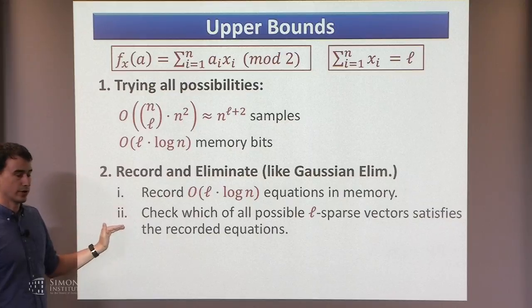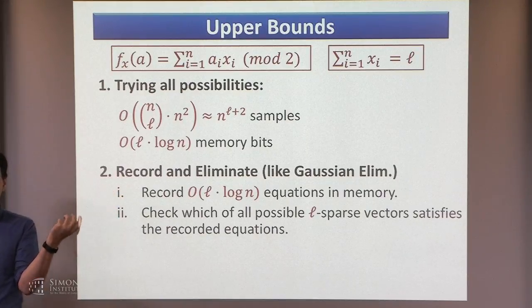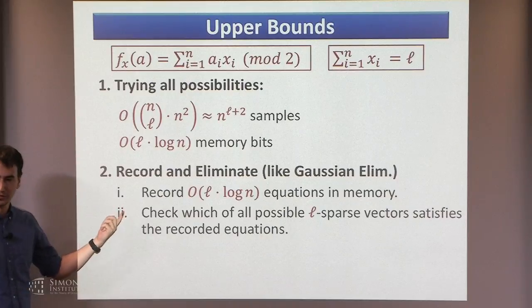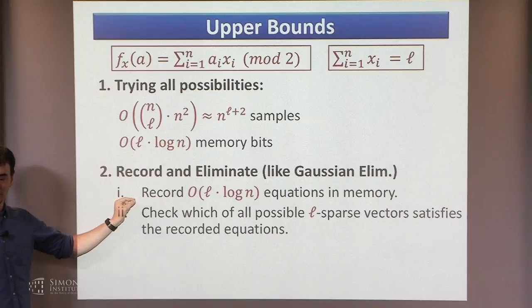And why would this even work? Think of x. How much entropy do you have on x? You have at most L times log n entropy in x. And each equation gives you one bit of information, roughly. So this is enough to identify the correct vector.